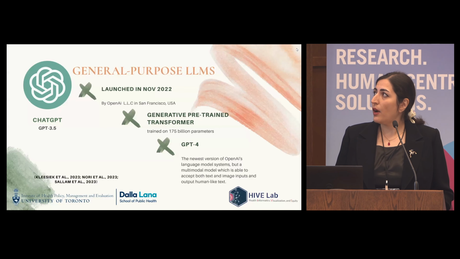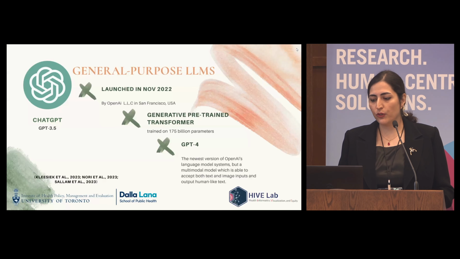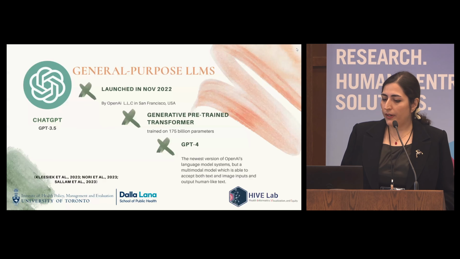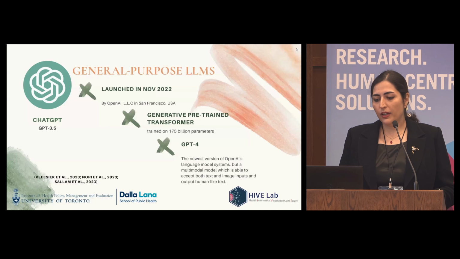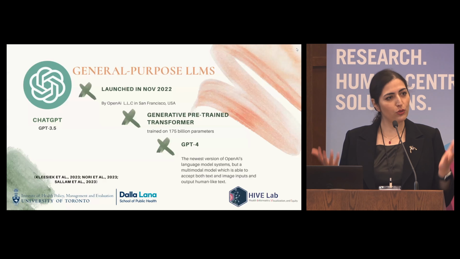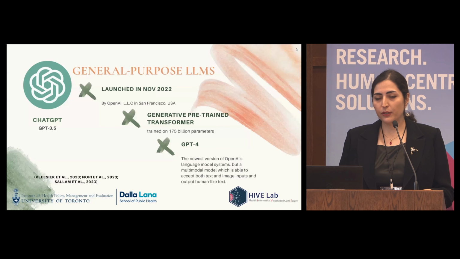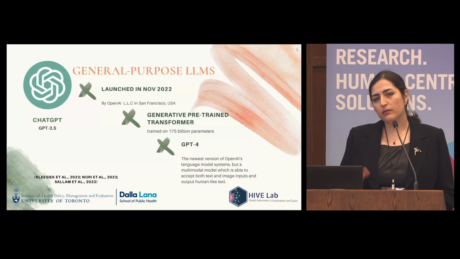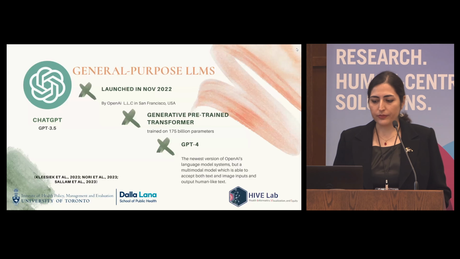ChatGPT is powered by a generative pre-trained transformer, which is a general-purpose large language model trained on 175 billion parameters. And the new product of the OpenAI company is GPT-4. It's the newest version, and it has been trained on a bigger corpus of data. The main difference is that it is a multimodal large language model. It means that it can accept input of images and also text, and then it can provide us with output of human-like text.